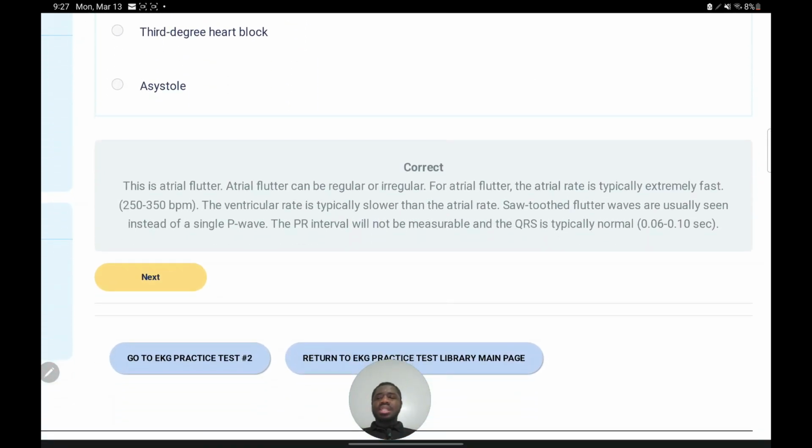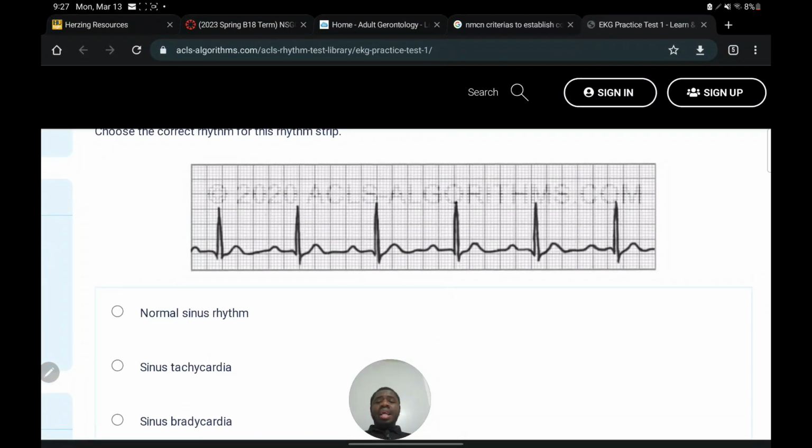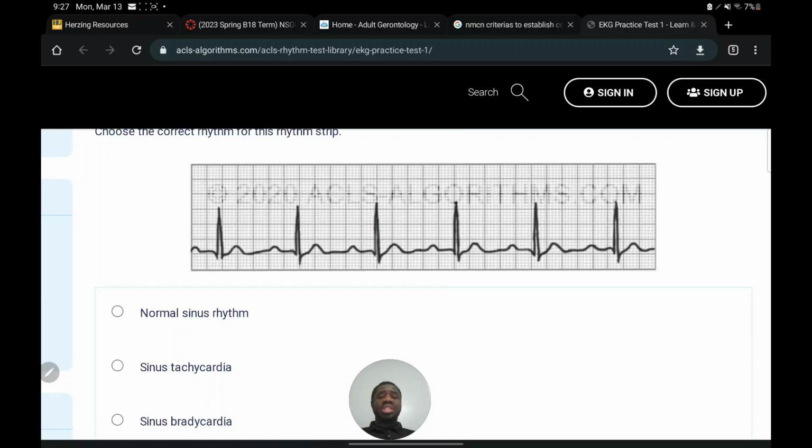So let's look at the next question. Now, for this rhythm, what is the rate? We calculate the number of hertz. 1, 2, 3, 4, 5, 6. The rate here is 60 beats per minute. And what is the rhythm? You can see that the distance from one R to another R seems to be similar or the same.